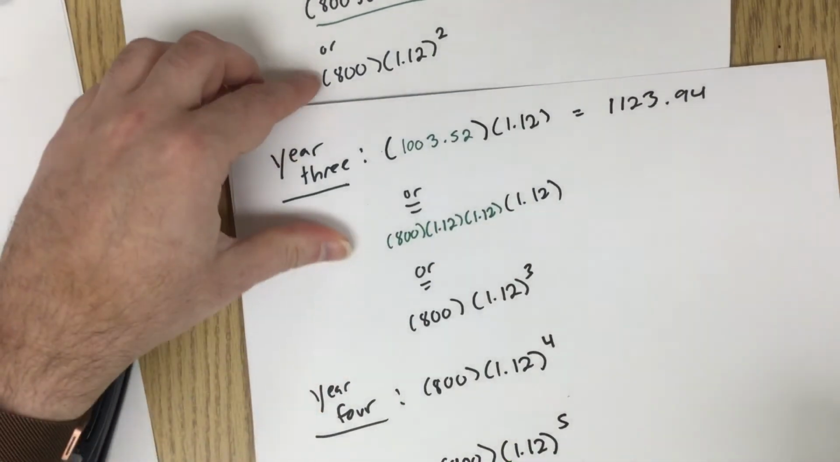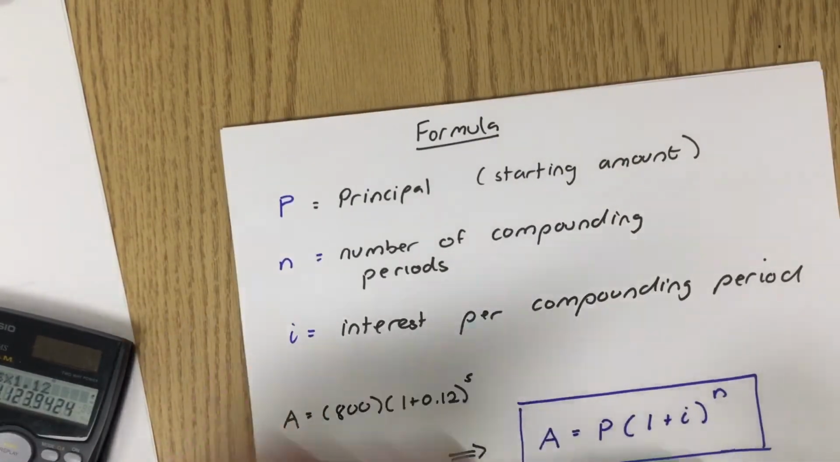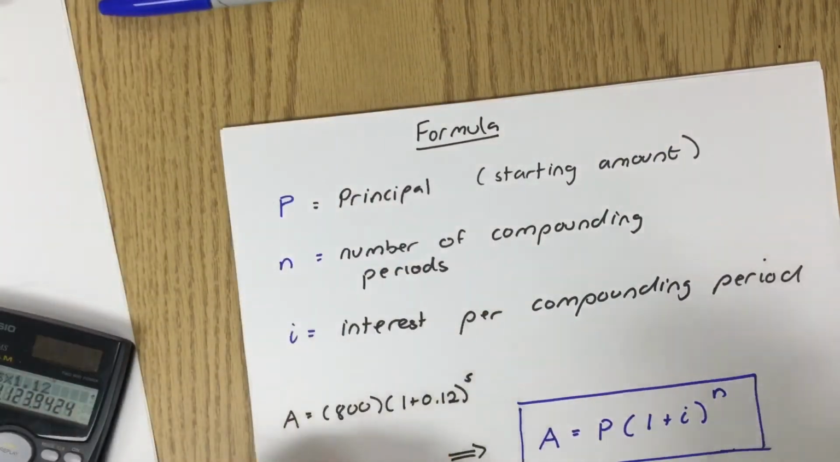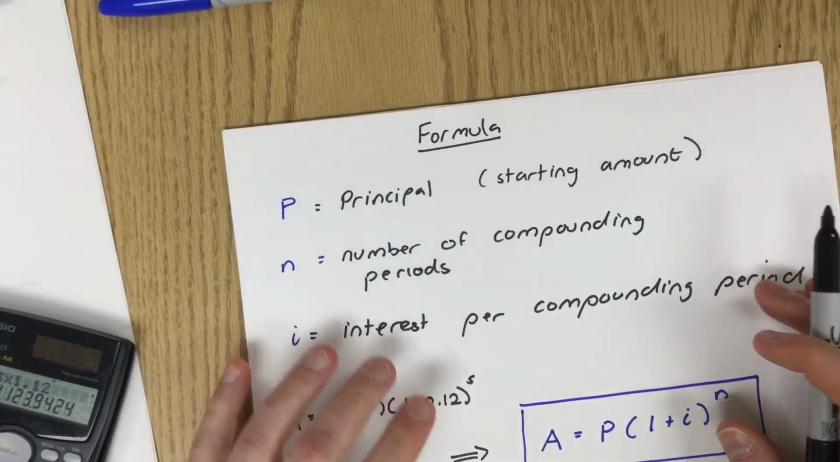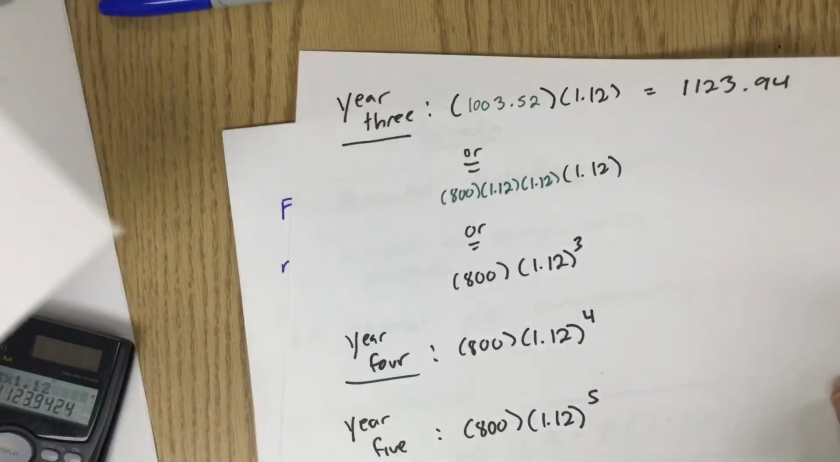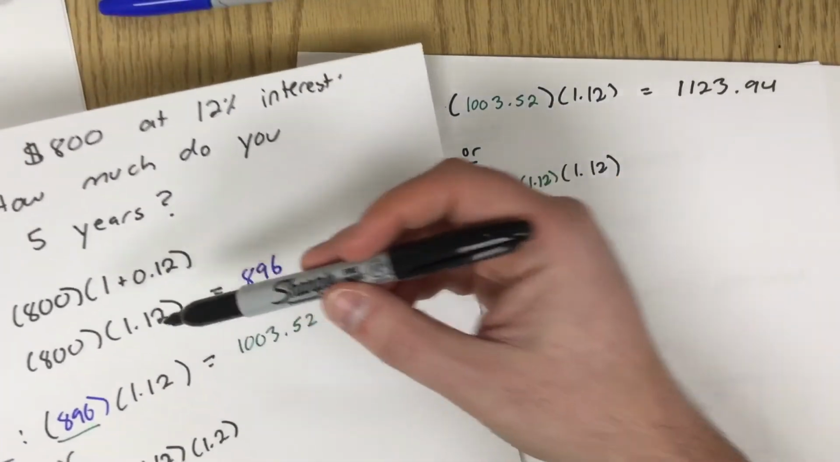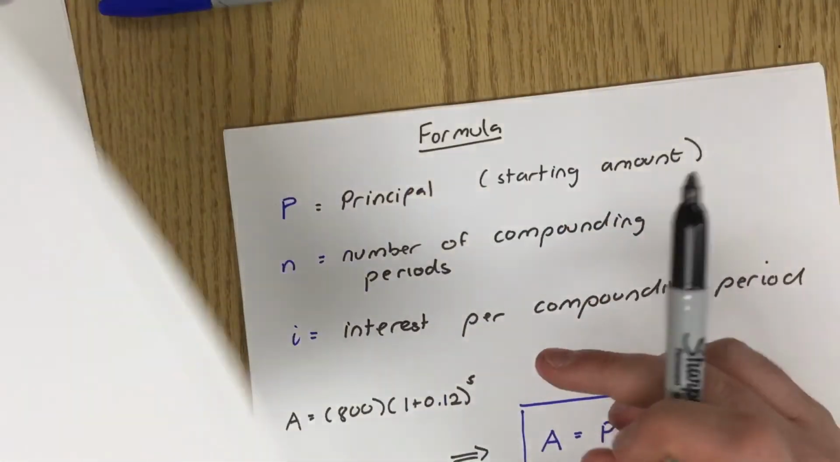So let's make a formula out of this. We're going to define some variables. P stands for the principal, which is the starting amount. N is going to be the number of compounding periods, the number of times interest is paid. So in the previous example, by year 5, we had paid interest once, twice, 3 times, 4 times, 5 times. So n would be 5 in this one.